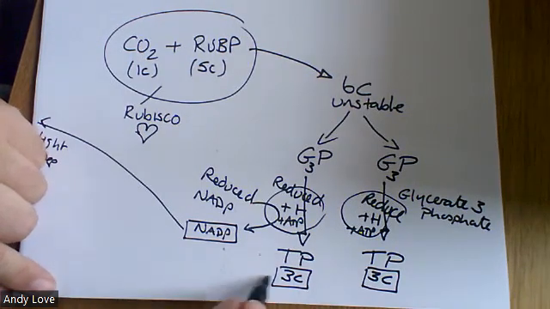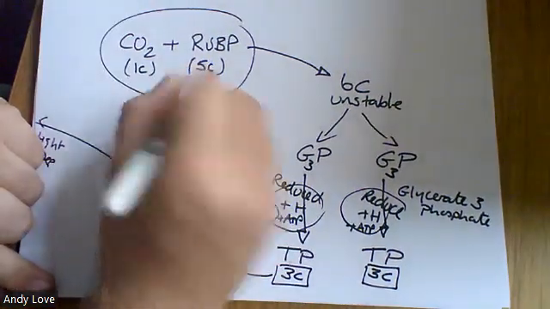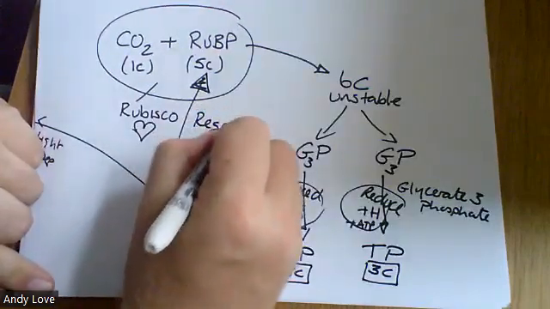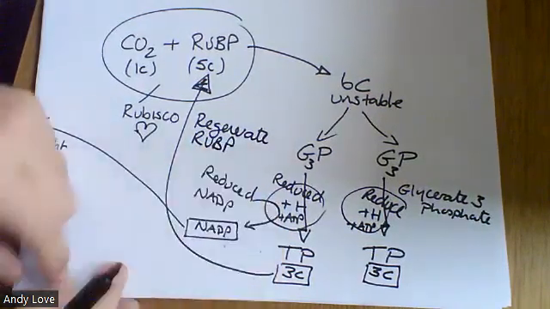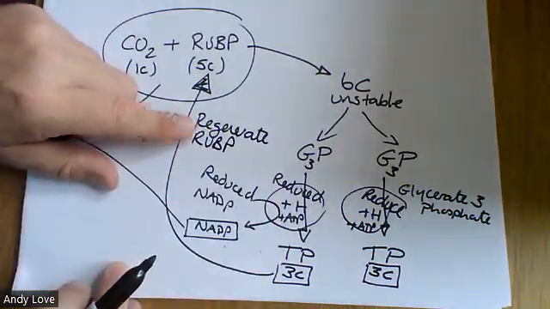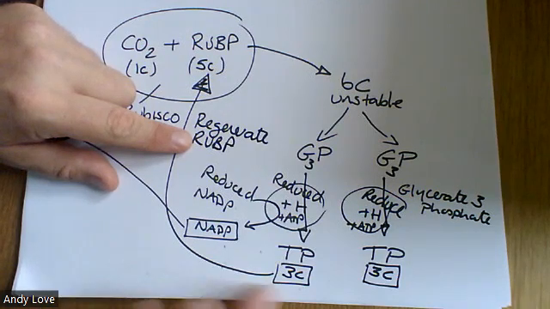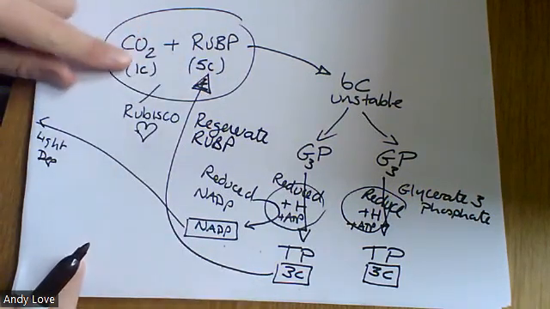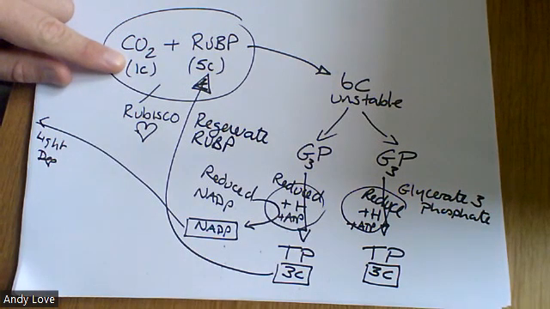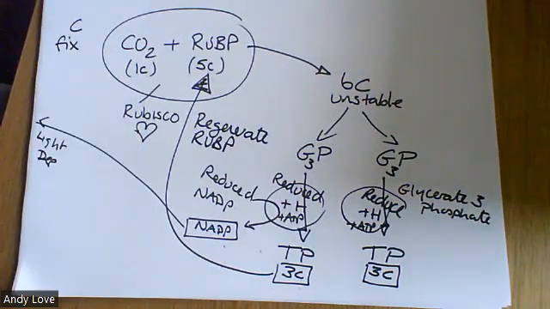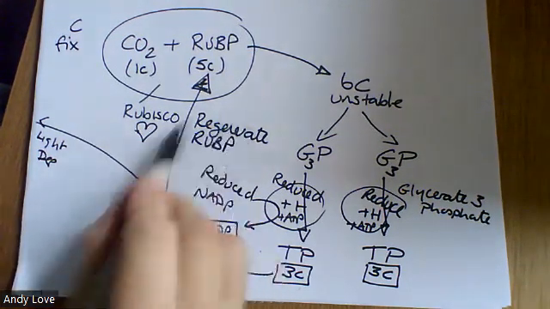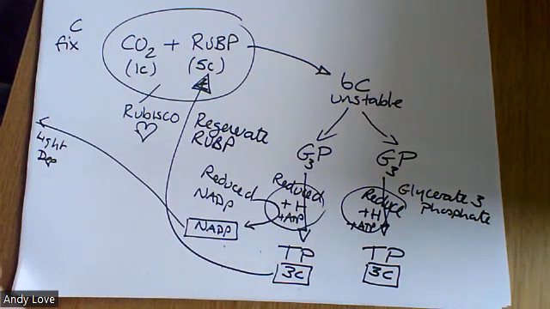But we need to regenerate the RUBP. I would say that is the single most important step. We have to regenerate the RUBP. If we don't regenerate the RUBP, we can't pick up more carbon dioxide. We can't carry out carbon fixation. So RUBP is really important in that process. So we have to regenerate the RUBP. Please use that in all your answers on this.